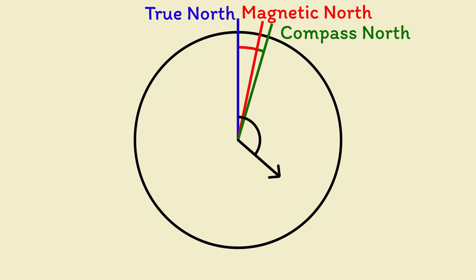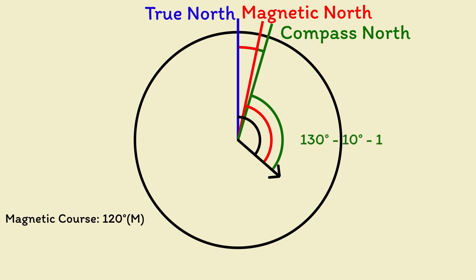The magnetic course is the course from magnetic north to our course, which is 130 minus 10, which is 120 degrees magnetic. The compass course is from compass north to our course, which is the full 130 minus 10 degrees of variation and minus 1 degree of deviation, so it's 119 degrees compass.